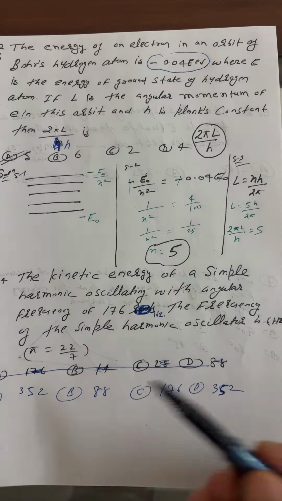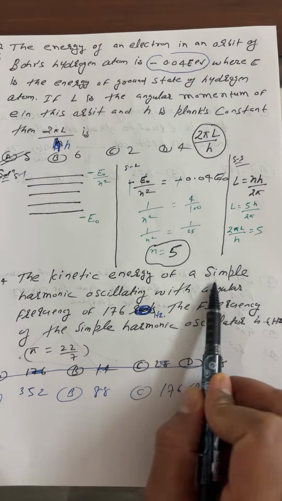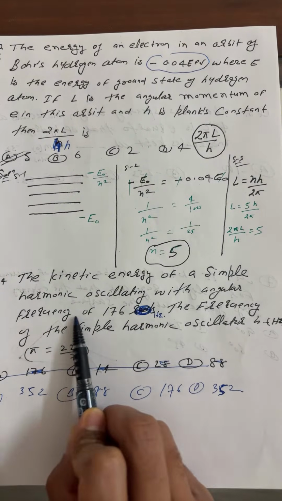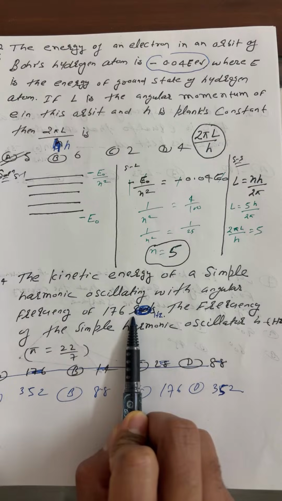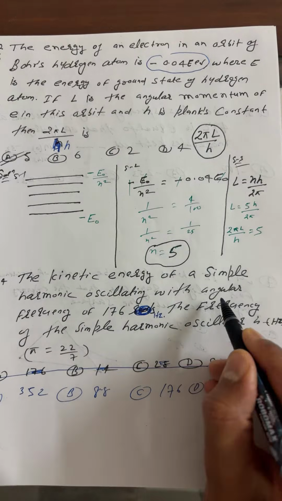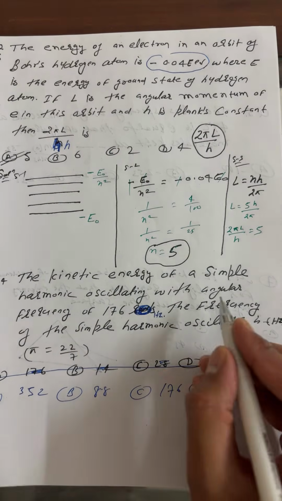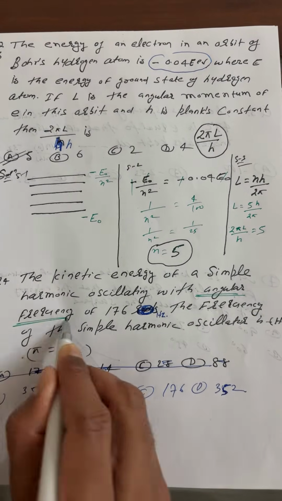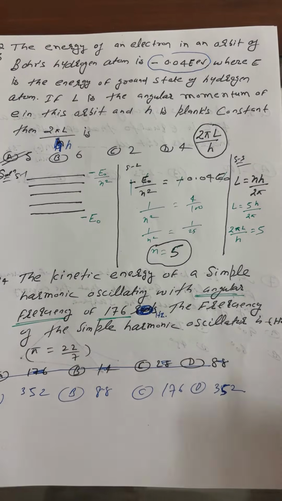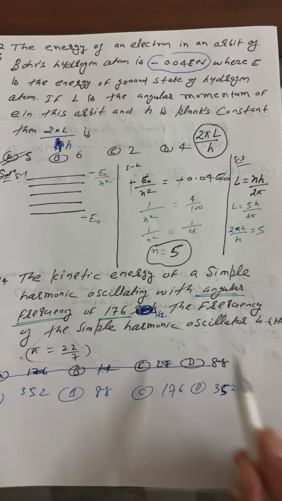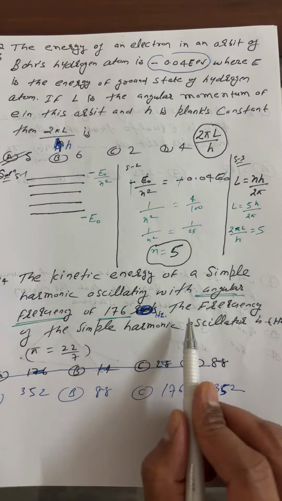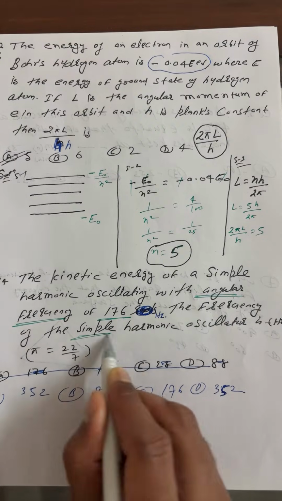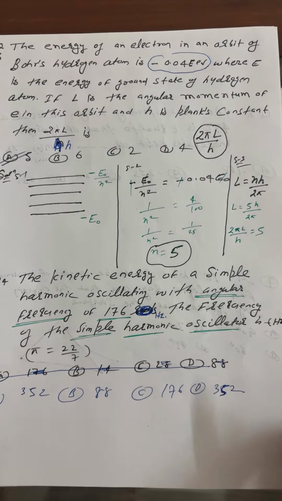What does the question say? The kinetic energy of a simple harmonic oscillator with angular frequency of 176 Hz. Okay, student, do underline. During paper solving, just remember you have to underline a few words. I can't show you on the screen, but try to write on the paper. They are asking what is the frequency of the simple harmonic oscillator.